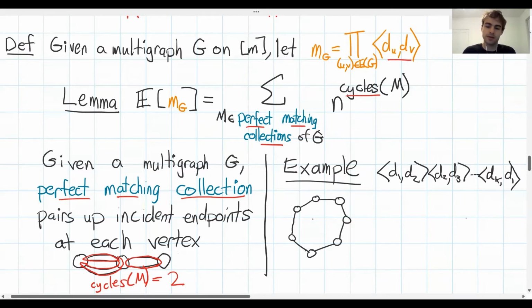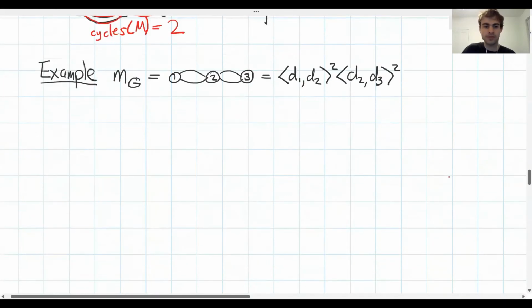To do an example, suppose we are working with the cycle graph, which is just the inner product of a bunch of vectors in a cycle. Then there's actually only one perfect matching collection. Because each vertex only has degree 2, you have to pair them up like this. Each pair pairs up. And now there's only one cycle in this total perfect matching collection. So the expected value of MG is always n for the cycle. Let me do one more example here.